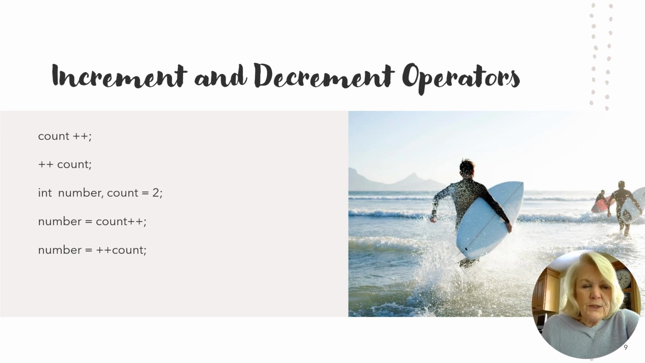In the second, where you're using the pre-increment operator, the first thing you encounter is the plus plus. So first, that is added to count. So count becomes 3. Then it's assigned to number. So number would also be 3.